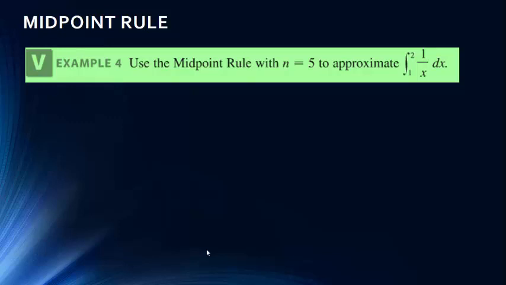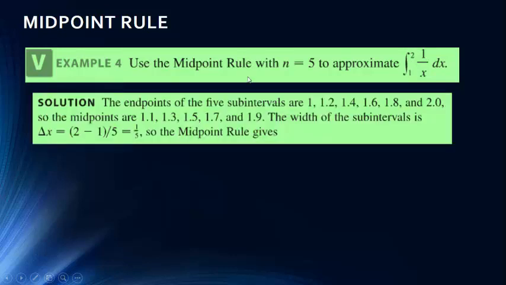So here's an example to approximate the integral with 5 rectangles using the midpoints, and we're going from 1 to 2. Notice the distance across this interval is only 1, so each rectangle is going to be 0.2 units wide, or 1/5 of a unit. The intervals are from 1 to 1.2, then 1.2 to 1.4, 1.4 to 1.6, etc.